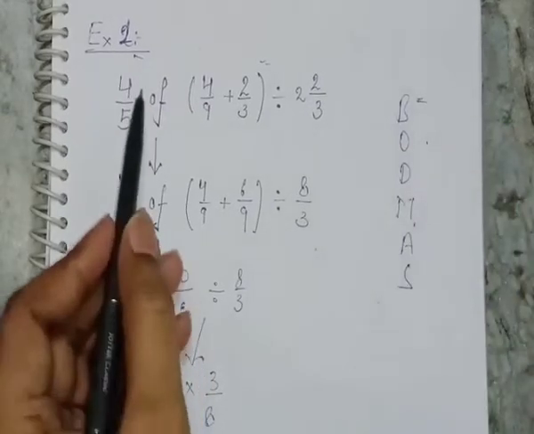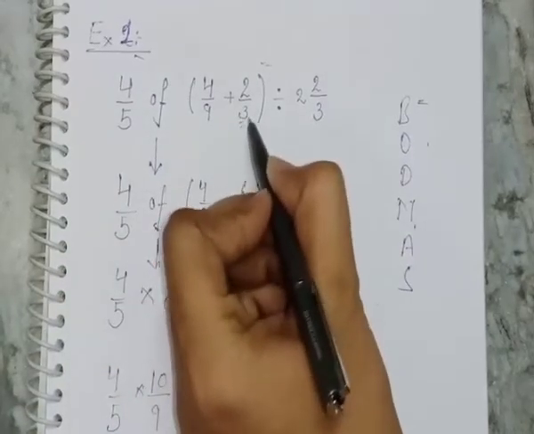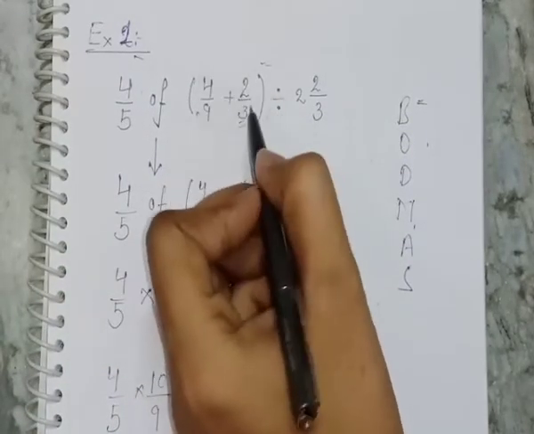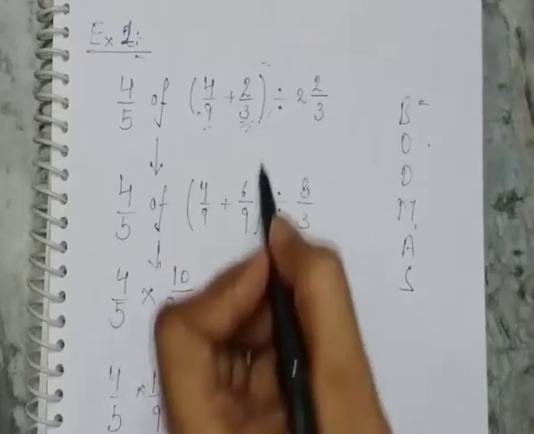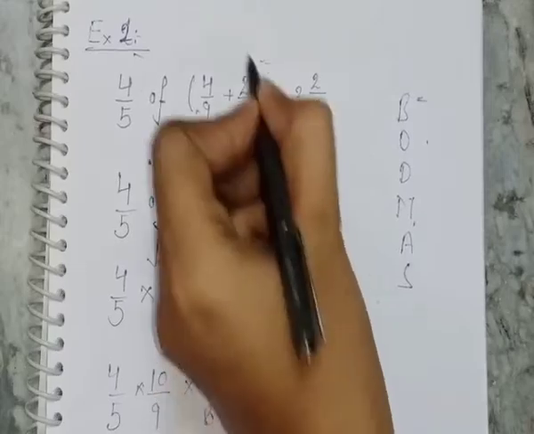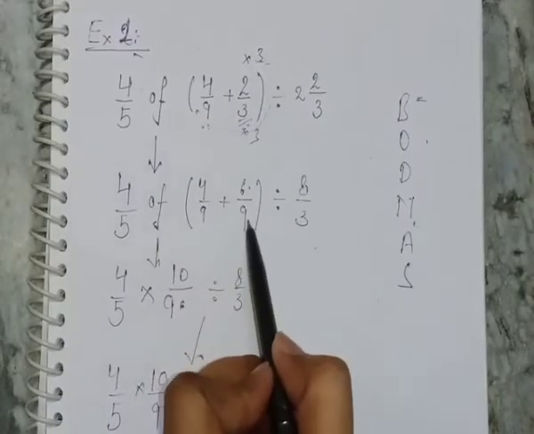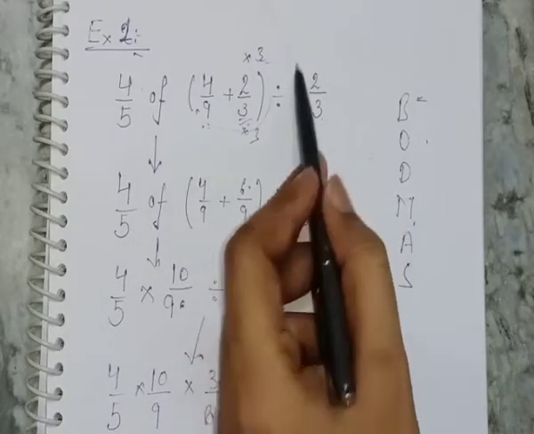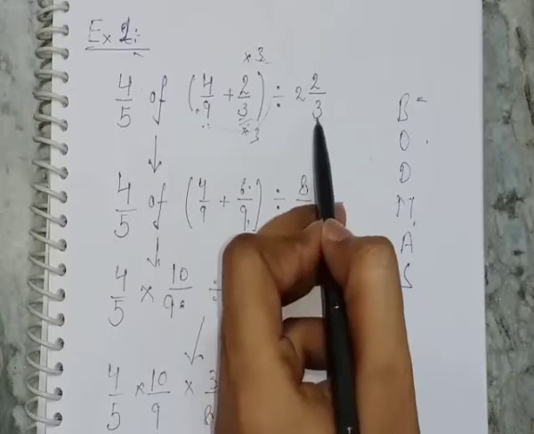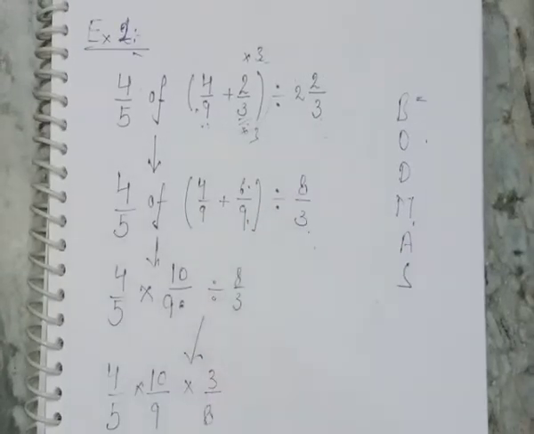We will write the remaining equation as it is, but solve this bracket first. We have to make these fractions the same denominator. So I have multiplied by 3 in both the denominator and numerator, and we can write it as 6 by 9. We have also converted this mixed fraction: 3 2s are 6 and plus 2 is 8, so 8 by 3.